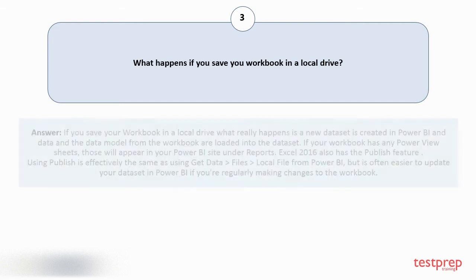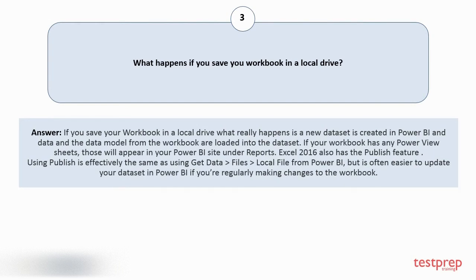Your answer is if you save your workbook in a local drive, what really happens is a new dataset is created in Power BI, and data in the data model from the workbook are loaded into the dataset. If your workbook has any Power View sheets, those will appear in your Power BI site under Reports. Excel 2016 also has the Publish feature. Using Publish is effectively the same as using Get Data to Files to local file from Power BI, but is often easier to update your dataset in Power BI, if you're regularly making changes to the workbook.